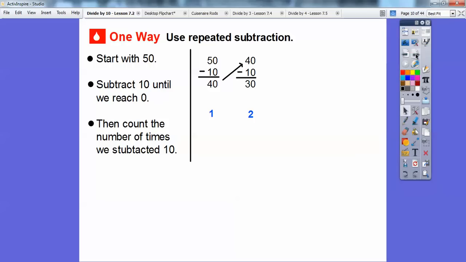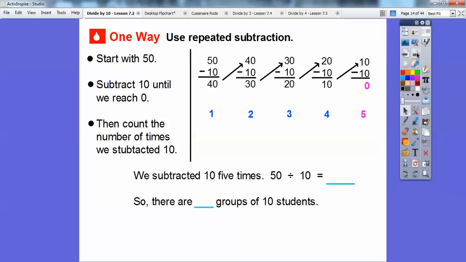We'll pick up with the 40 and then do 40 minus 10 is 30. So now we subtracted 10 two times. Then 30 minus 10 is 20, so that's three times. We just have to get to 0. So 20 minus 10 is 10, which is four times, and finally 10 minus 10 is five times. Now we got to 0. So we subtracted 10 five times, which means 50 divided by 10 is 5, and so there will be 5 groups of 10 students.